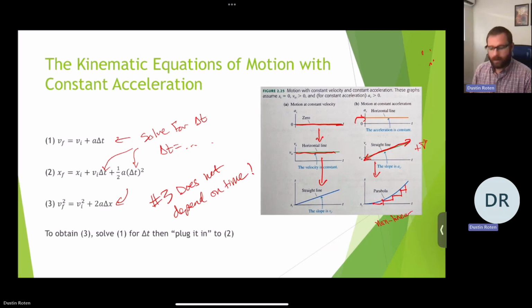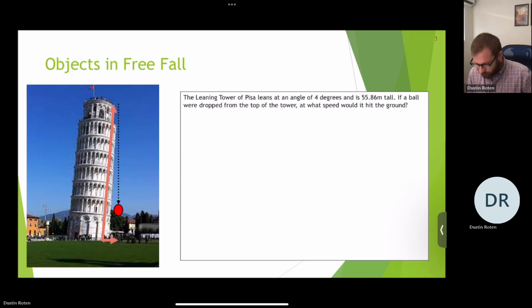All right, now let's look at a quick example here. We've got the Leaning Tower of Pisa. It leans at an angle of 4 degrees. That means essentially, if we look at it this way, we've got a slight angle here of 4 degrees. I hope that looks all right for you guys. So that also means instead of having a nice 90-degree angle down here in the corner, we actually have an angle of about 86 degrees down here. So we're not dropping something from just a nice perfect perpendicular angle. We've got a little bit of a lean.